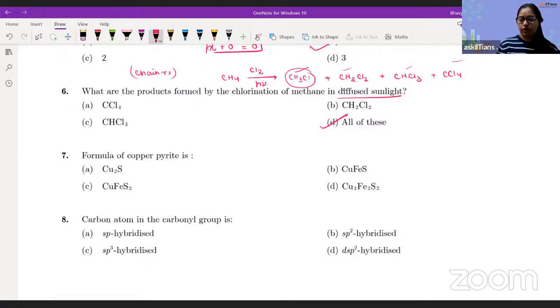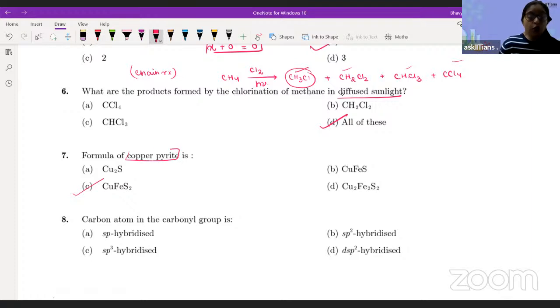Now, in the next question, they are asking about the formula of copper pyrite. What is copper pyrite? It is an ore of copper, right? Yes, the answer would be C.